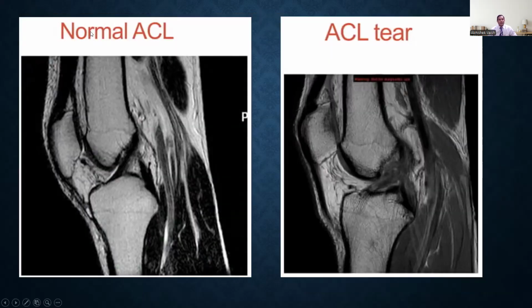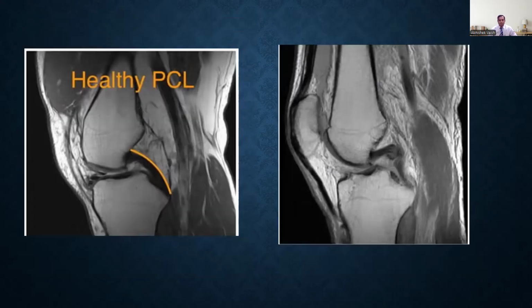So just to tell you what the normal ACL looks like, you can see the normal ACL is looking very taut. It is going from the posterior part of the femur and attaching on the medial aspect of the tibia. And a torn ACL looks something like this. It has bulked, it has become wavy, and it is not as taut, and it is not clear in its dimensions. So you can safely say that there is a tear of the anterior cruciate ligament.